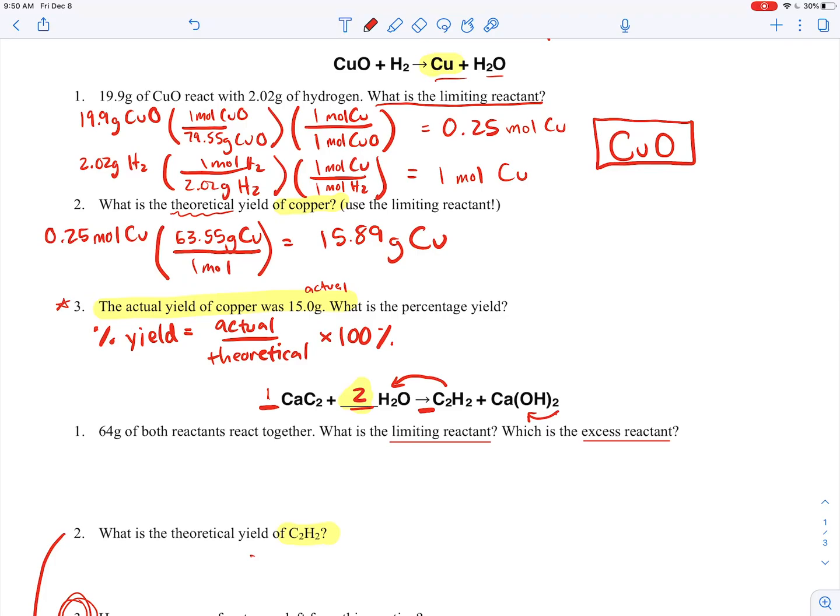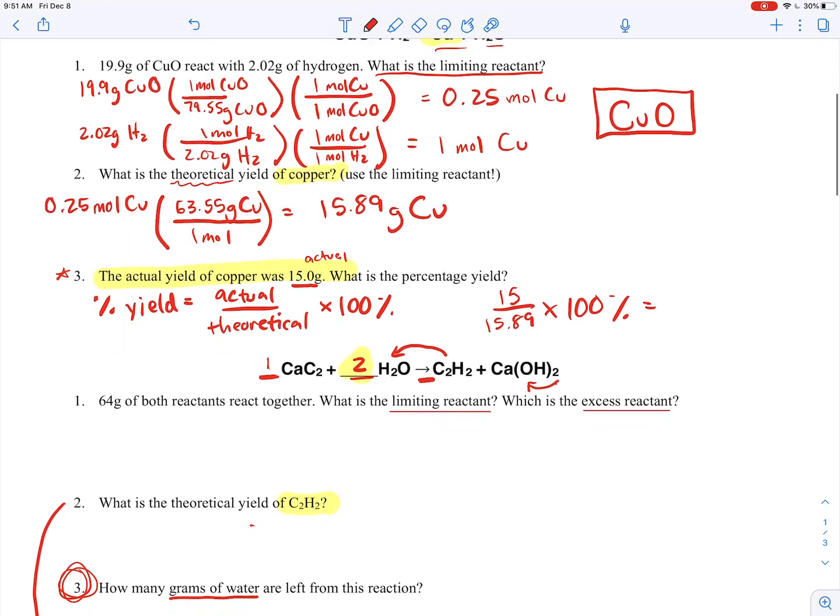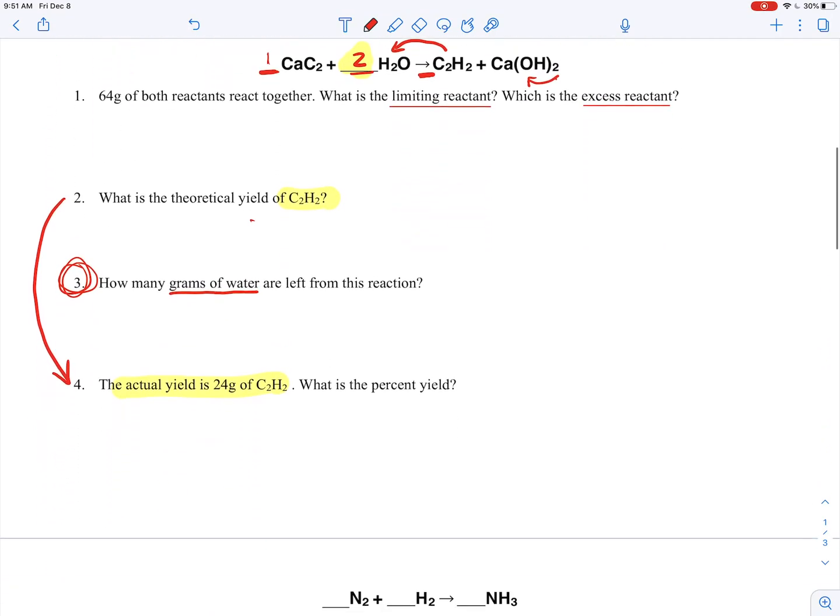All right, another follow-up question you may see is to find the percent yield. In these problems, they give you the actual yield, and we can divide that by the theoretical, multiply that by 100%, and you can punch that in your calculator yourself. Okay, so I'm going to move on. Feel free to review that first problem. We're going to do another limiting reactant problem here.